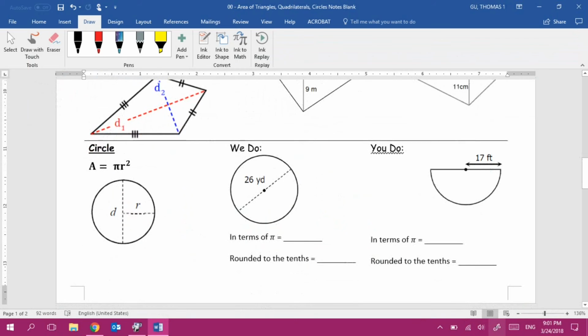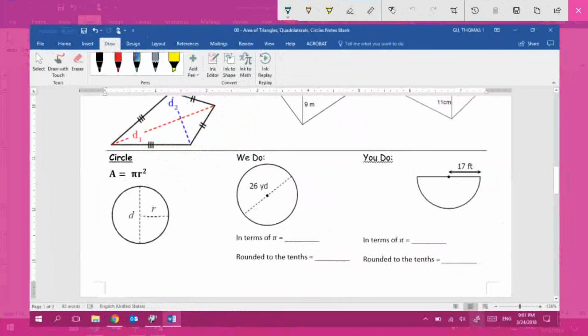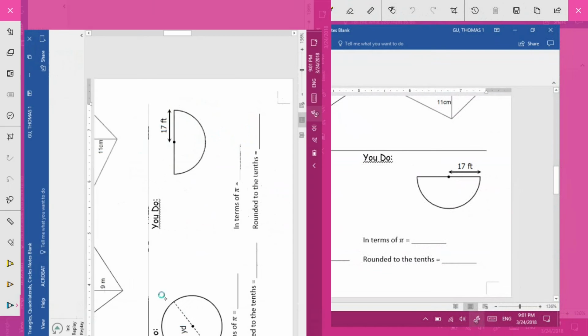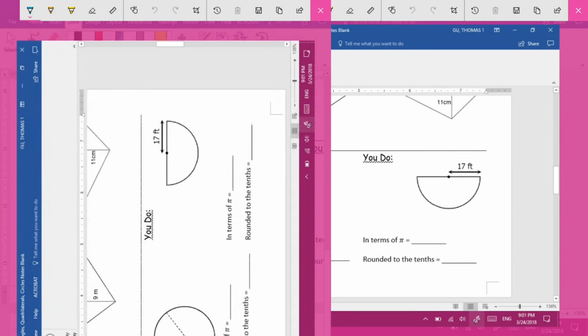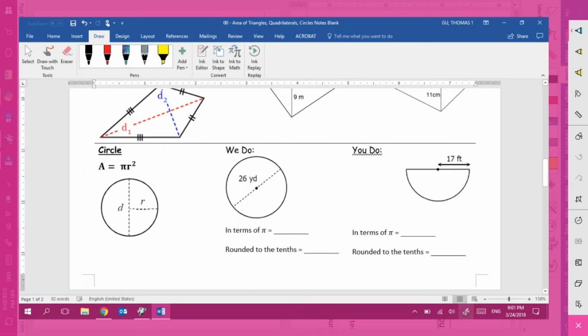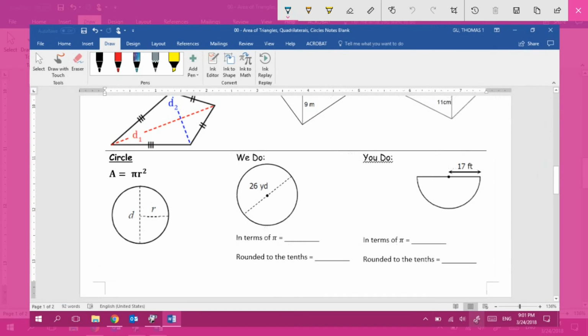There's 2 ways to write the circles because sometimes we ask you to leave the area in terms of pi, and sometimes we ask you to just round it to the 10ths and give us that answer. So watch this. The formula is pi r squared. Now remember that the area formula is pi r squared. We're going to be using that one a lot. So r is the radius, or half of the diameter.